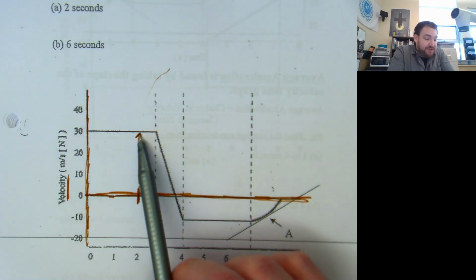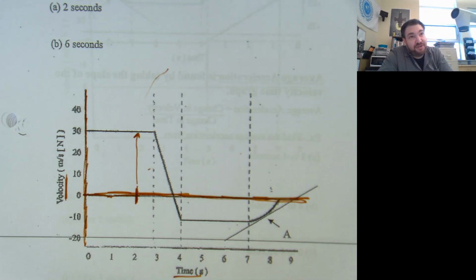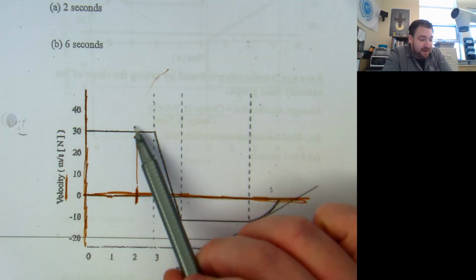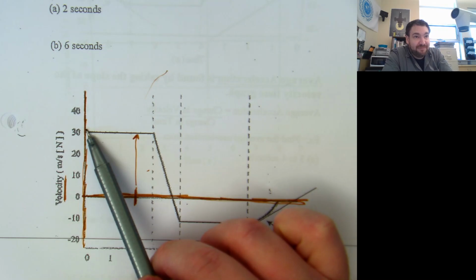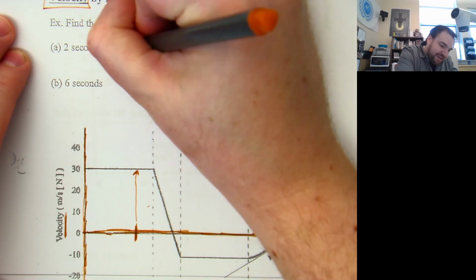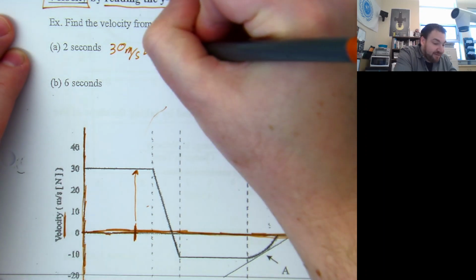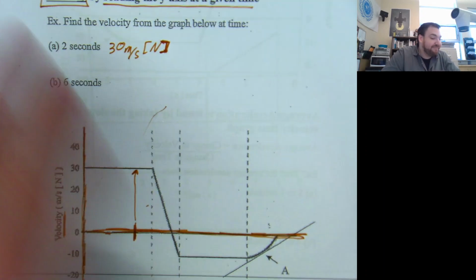How fast is the object moving at the 2 second mark? You just read it off the graph: 2 seconds, up to the line, over. 30 meters per second north.